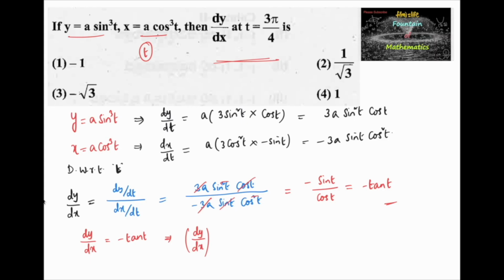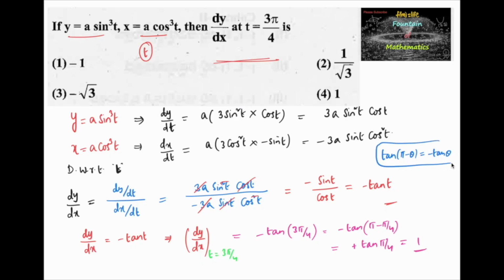So dy by dx at t is equal to 3 pi by 4, which is equal to minus tan of 3 pi by 4, that is minus tan pi minus pi by 4. Tan pi minus theta is second quadrant negative, so negative minus of minus will become plus tan pi by 4, which is equal to 1. So we can write here, since tan pi minus theta is equal to minus tan theta. So the answer is 1, which is our option 4.